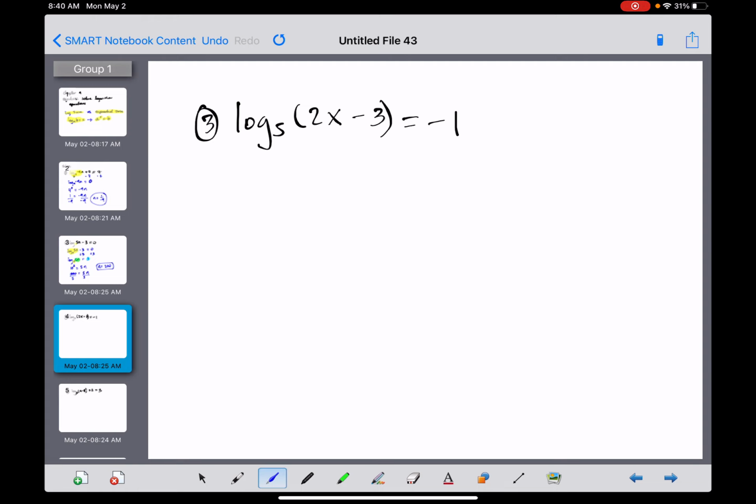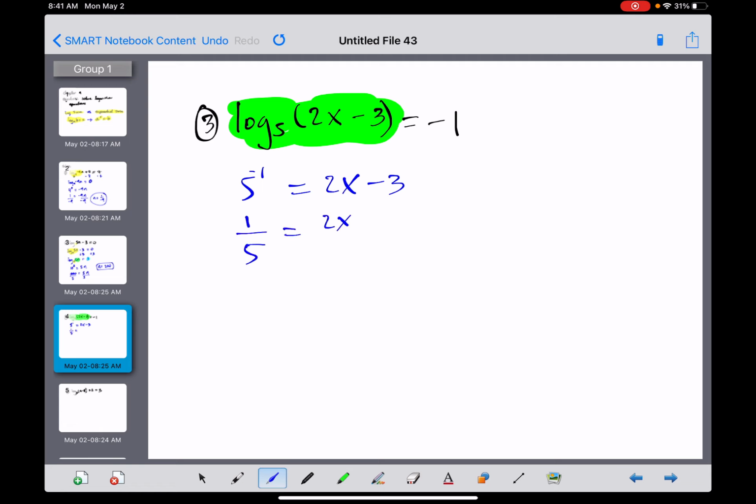Number 3. Okay, so in number 3, notice the parenthesis is included in the 2x minus 3. What that means is that this whole term right here is by itself. You cannot move the 3 to the other side because it's stuck with the whole log term. So here, since the log is already by itself, the next step would be converting it to exponential form, okay? So it'd be 5 to the negative 1 power equals 2x minus 3. Then 5 to the negative 1 power is 1 over 5 equals 2x minus 3.